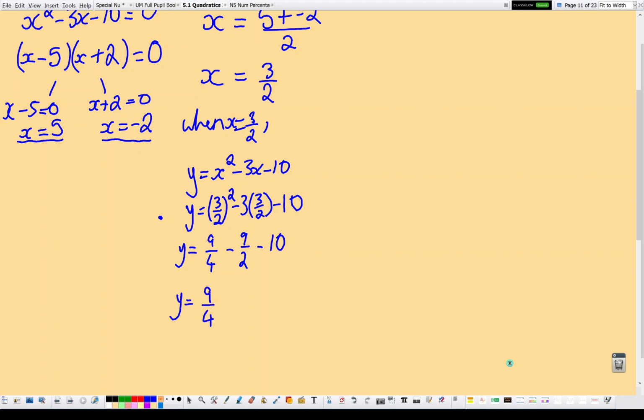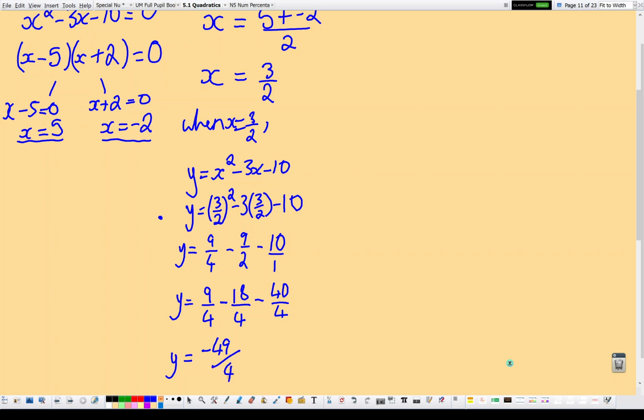You have to get the denominators to match. So I can times top and bottom by 2 in this second one to get it to be over 4. So 9 over 2 is the same as 18 over 4. And 10 is like 10 over 1, so I'm going to times the top and bottom by 4 to get it over 4. So minus 40 over 4. So 9 over 4 minus 18 over 4 is minus 9 over 4. And take away 40 again, that's minus 49 quarters.